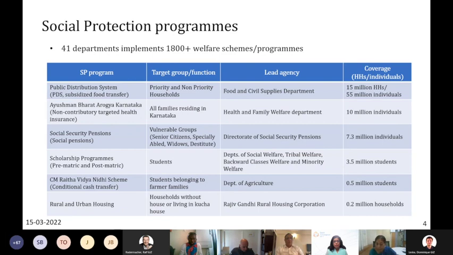Housing is also a focus sector in Karnataka, so both urban and rural housing are covered under these schemes, and it covers about 0.2 million households. Next slide, please.